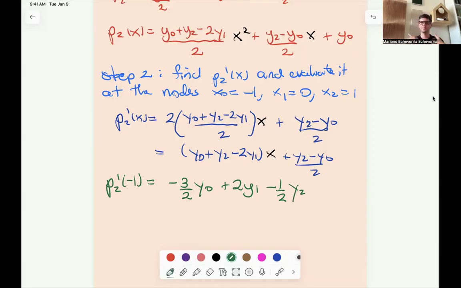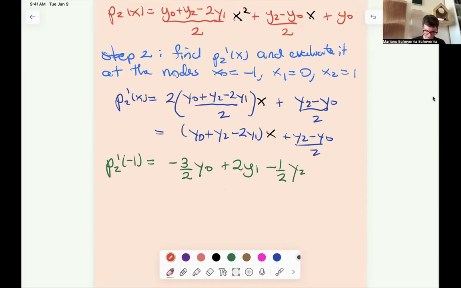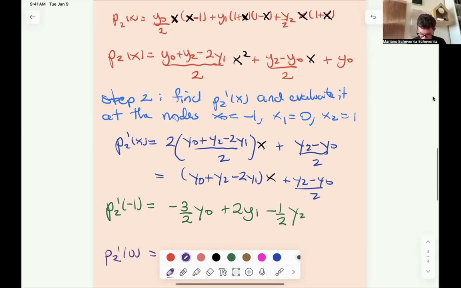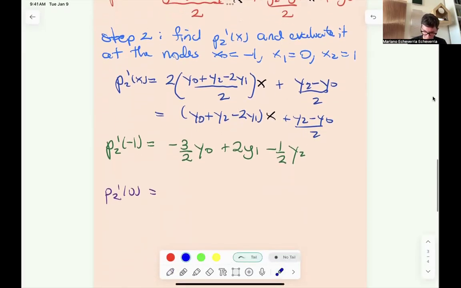And then, let me put the next one below. So the next one would be to evaluate this at 0. So then you evaluate the derivative at 0. This one is the easiest one, right? Because if you evaluate this at 0, this all disappears, it no longer contributes, right? So you just get this.